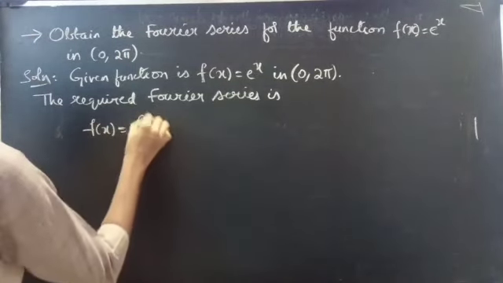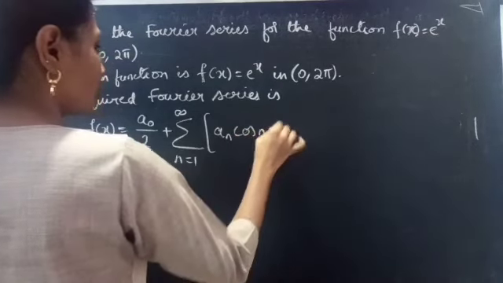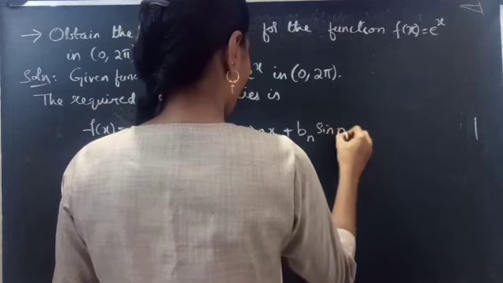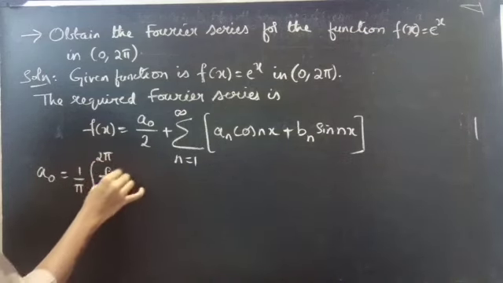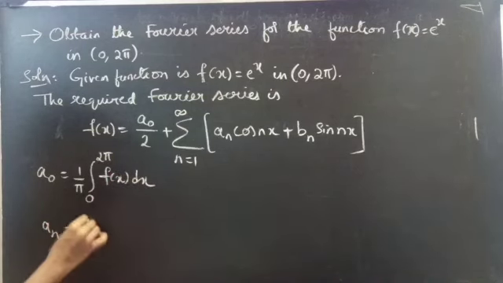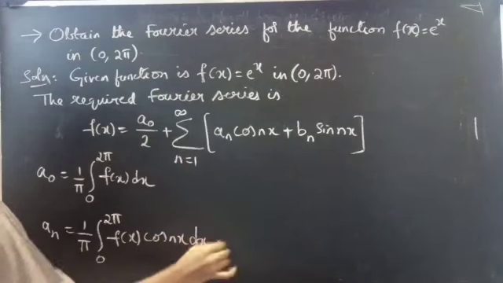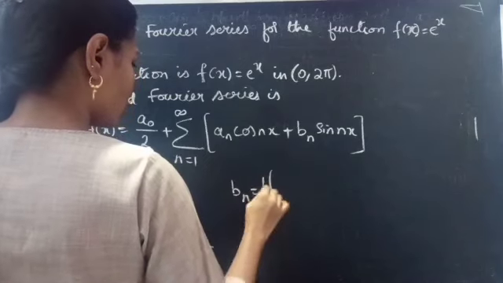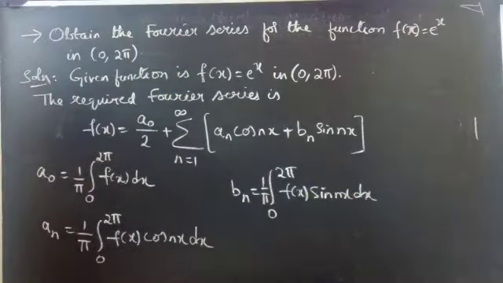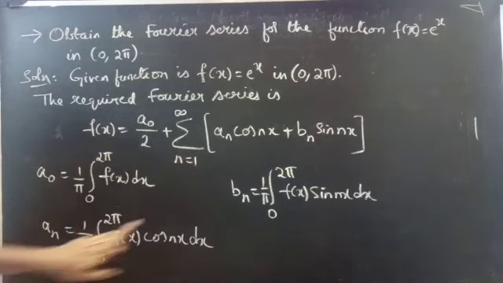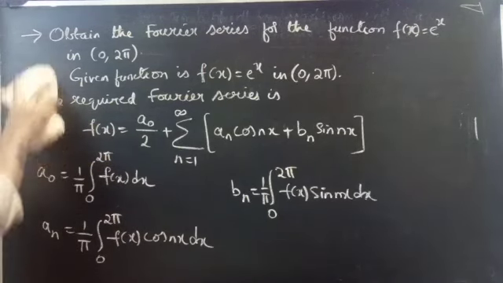f of x equals a naught by 2 plus summation n equals 1 to infinity a n cos nx plus b n sin nx, where a naught equals 1 by pi into integral 0 to 2 pi f of x dx, and a n equals 1 by pi into integral 0 to 2 pi f of x cos nx dx, and b n equals 1 by pi into integral 0 to 2 pi f of x sin nx dx. Firstly we'll find a naught, a n, b n, and finally we'll substitute f of x, a naught, a n, b n here, so that we'll get the required Fourier series of the given function.